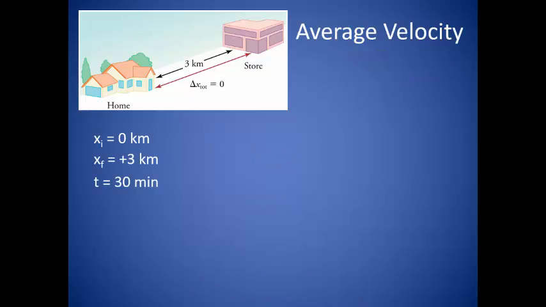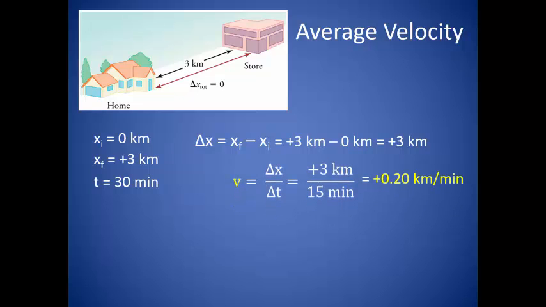So let's say that we are just going to the store from our house. Velocity is the change in displacement over time. Since we are traveling 3 kilometers in the positive direction, our displacement is positive 3 kilometers. It takes us 15 minutes to make that trip, so positive 3 kilometers divided by 15 minutes gives us a velocity of 0.2 kilometers per minute.